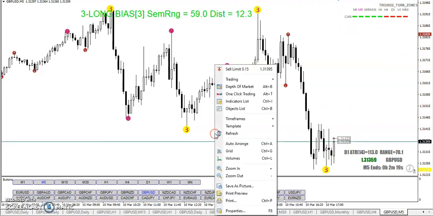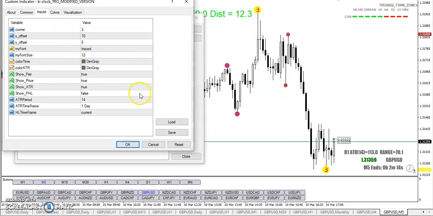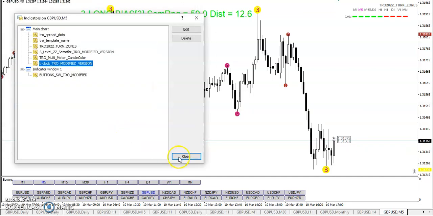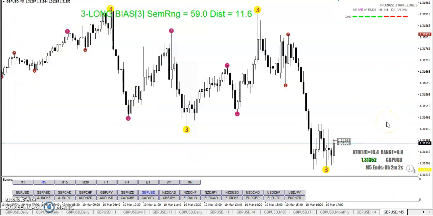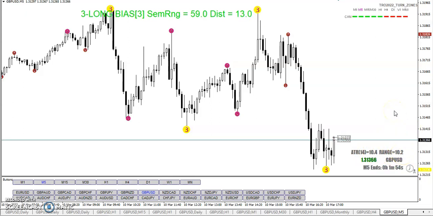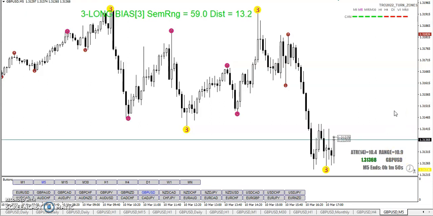And so you've seen the smart range indicator before, but if you didn't make the donation, you can use B clock, and here you can change the time frame to ATR to current. And so you can see the ATR on the hour for the last 14 hours is 10.4. The current range is 9.9. So it's just about hit its range. There it went up again. So you can see it's extended itself.